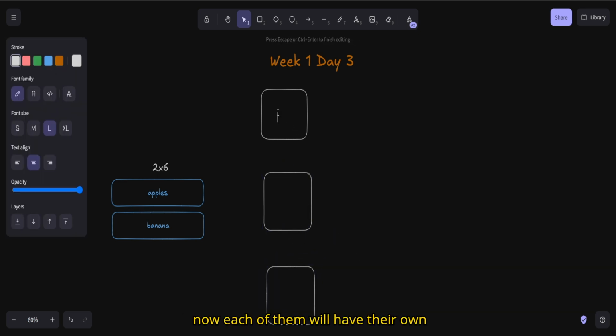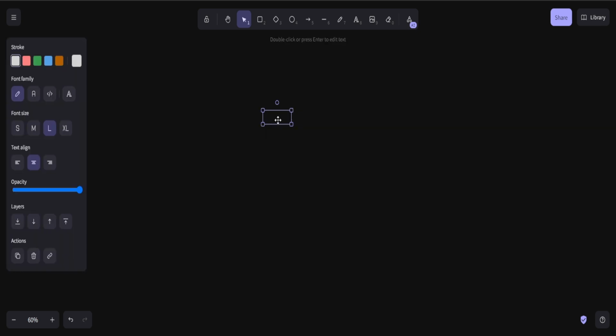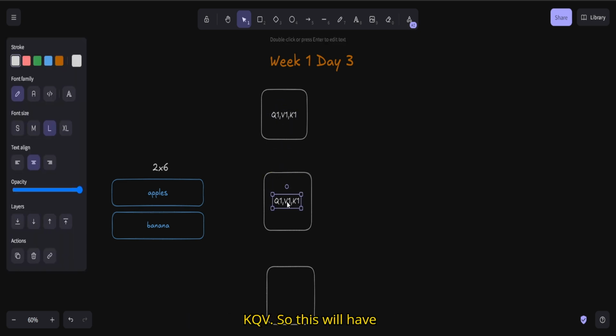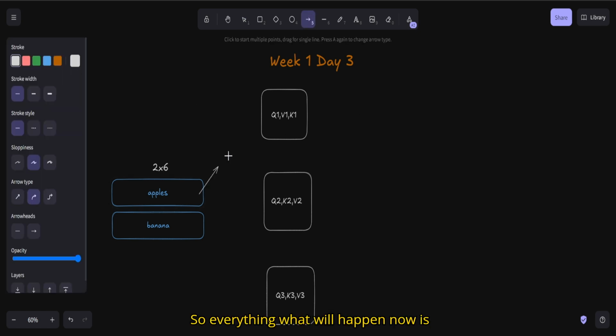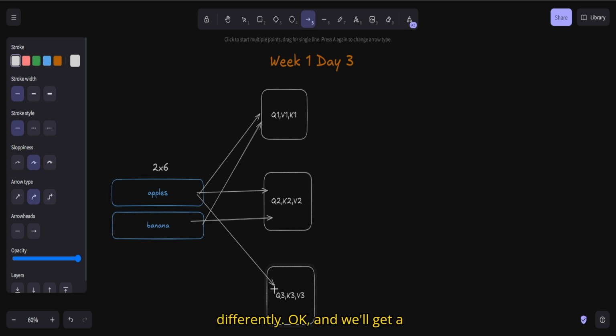Now each of them will have their own q. Let's say this is q1, k1, and v1. They will have their own versions of k, q, v. So this will have q2, k2, v2, and this one will have q3, k3, v3. So every one of them will have their own set of queries, keys, and values. We'll be applying attention to all of them differently, and we will get a result for each of them.